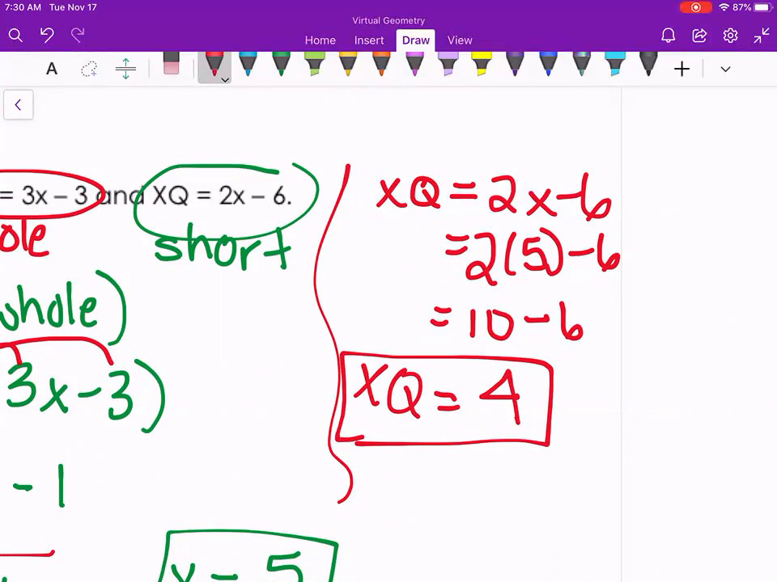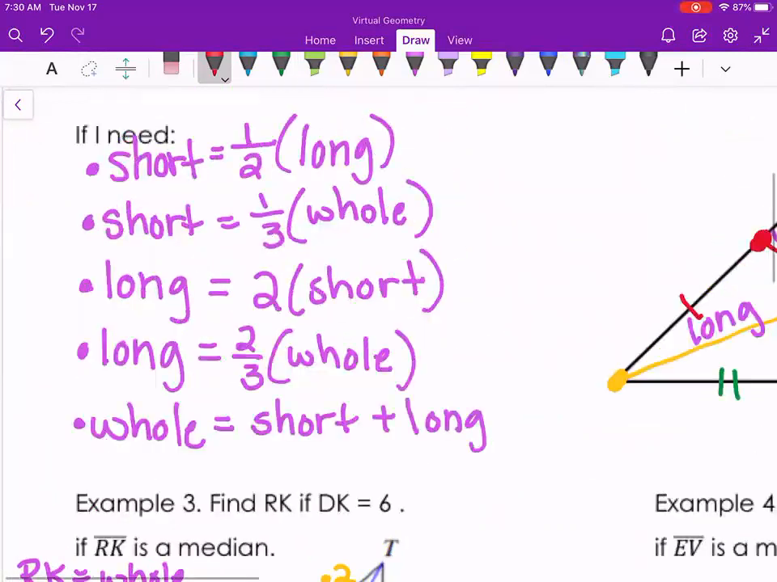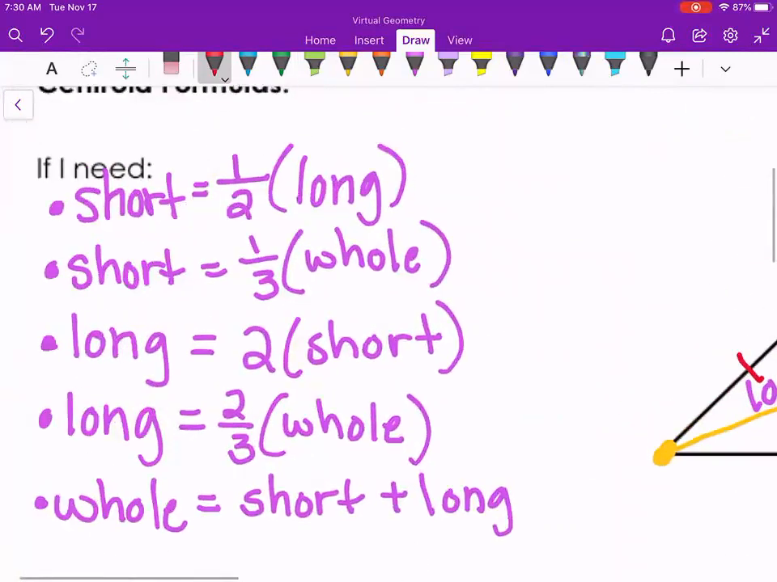Okay, guys, well, I hope you enjoyed learning a little bit about dealing with your medians and centroids in your triangles. Just remember, when trying to decide on which formula you need, follow the idea. If I need the short and I have the long, I'd use the top one. Short and the whole, just find the formula that uses the two pieces of information that you have in your problem. And then that'll help to find out your missing piece there.